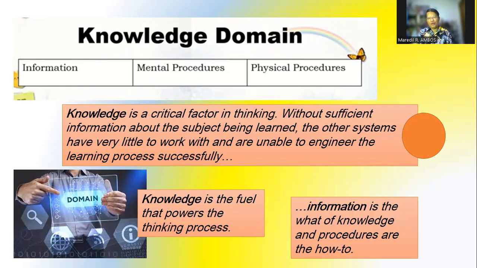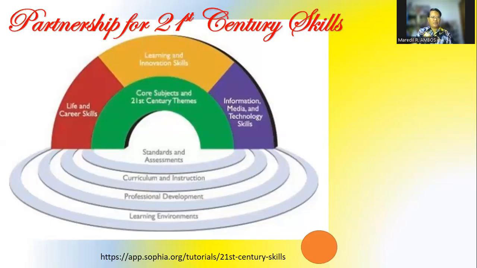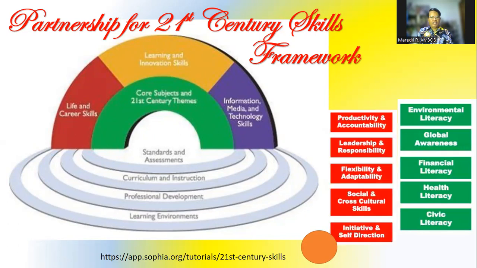So we need to know the what and the how to, which talks about the process. Let's continue with the partnership for 21st century skills. You can see here the framework, with the core subjects, which involve the 3 R's: reading, writing, and arithmetic. And the 21st century themes, colored in green.